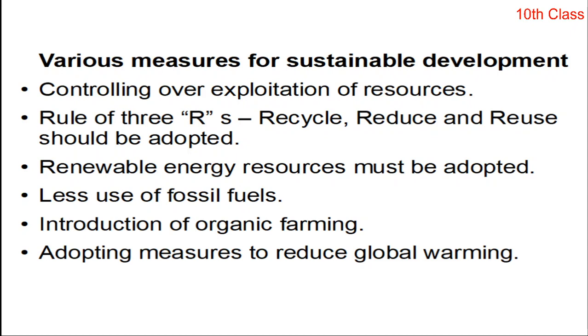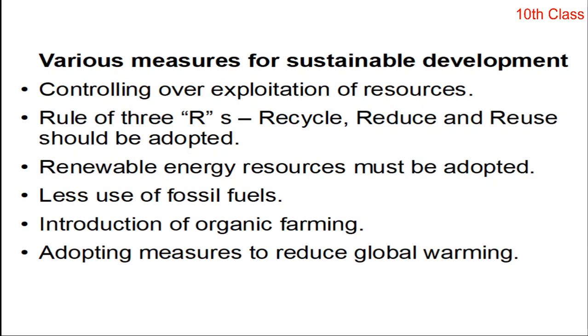And today global warming is a global crisis. It is a global problem. So we have to adapt measures to reduce global warming, because the earth is getting hotter and hotter. So that's why we have to reduce the heat of the globe. So adapting measures to reduce global warming is also one of the important measures for sustainable development.